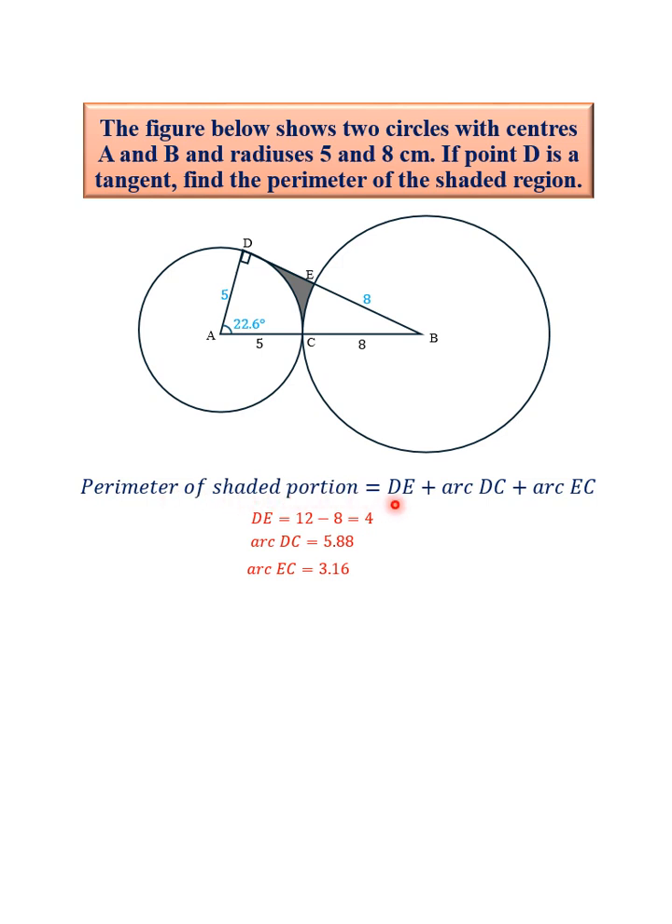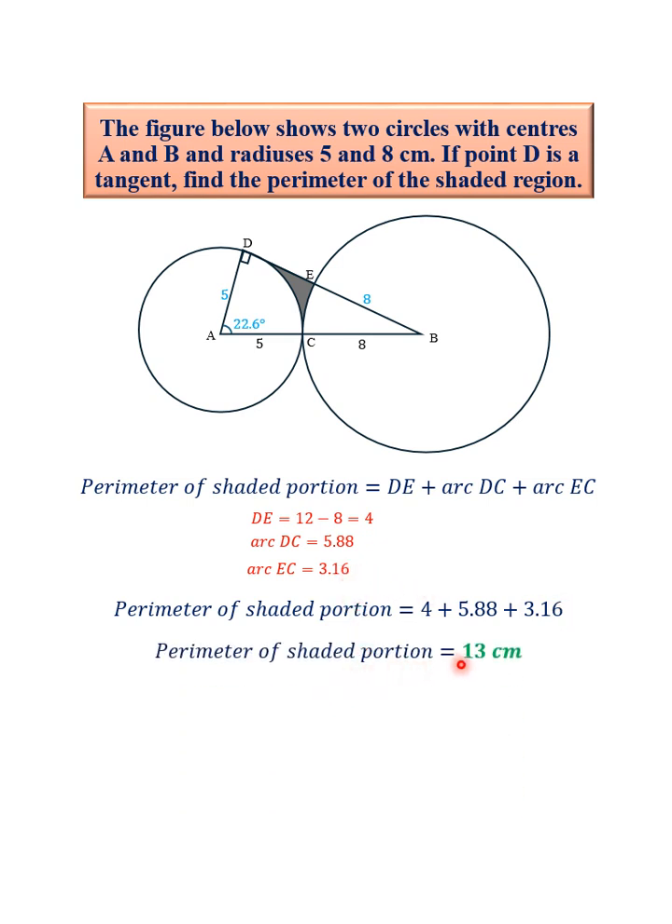Perimeter of the shaded region is DE plus this plus this. These are the values. So we simply add up. The perimeter of the shaded portion becomes 4 plus 5.88 plus 3.16. And that gives us our answer as 13 centimeters. There are some fractions in front, but to the nearest whole number, the answer is 13 centimeters.